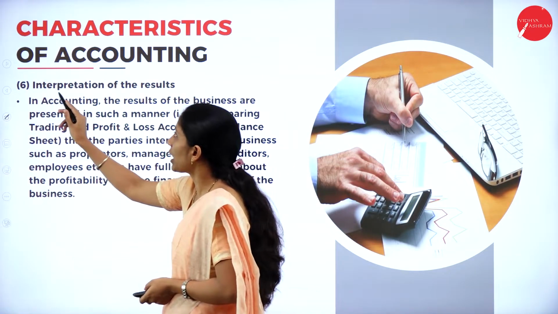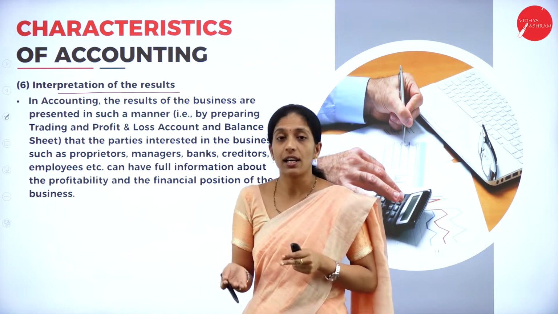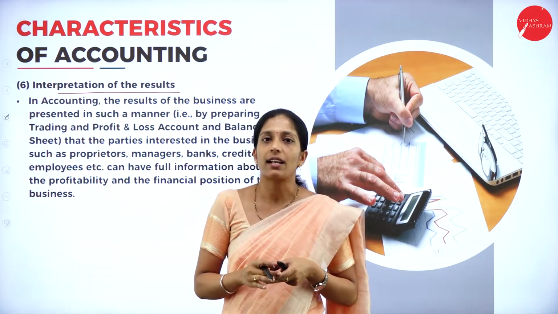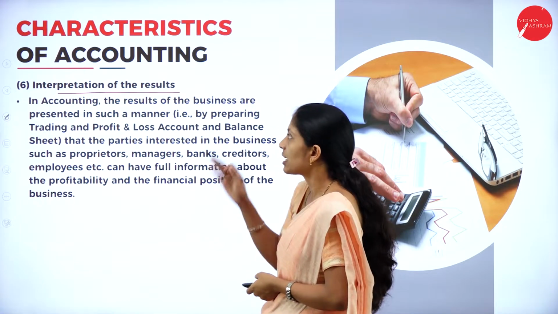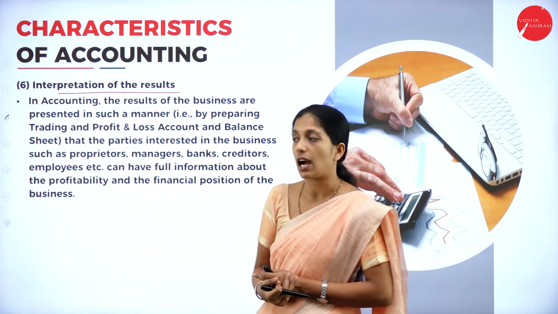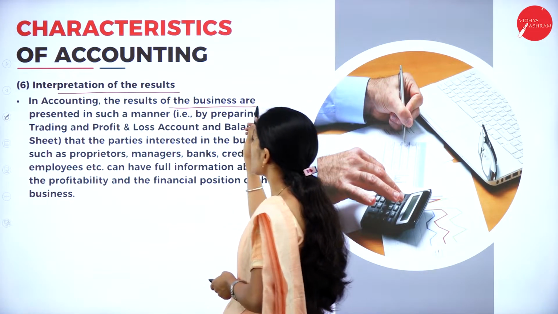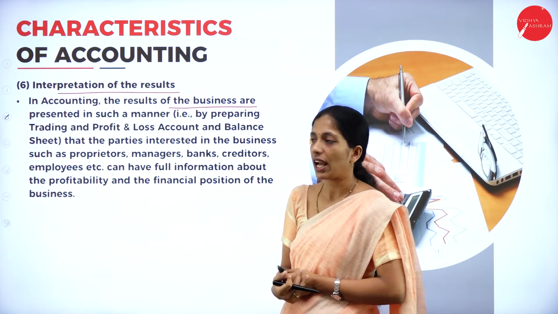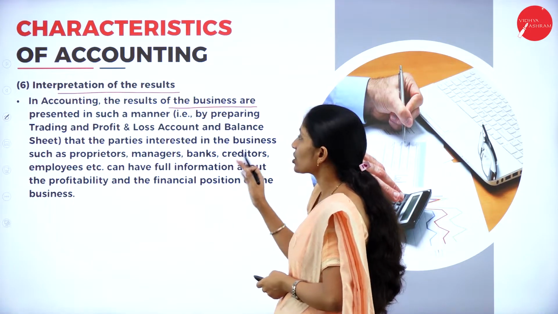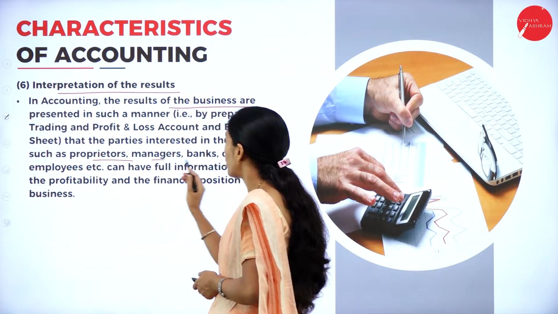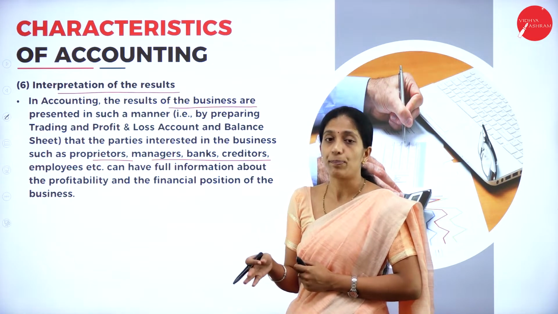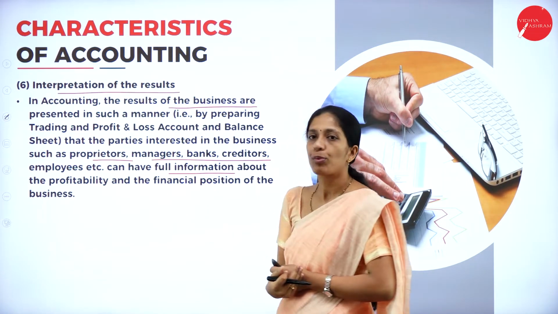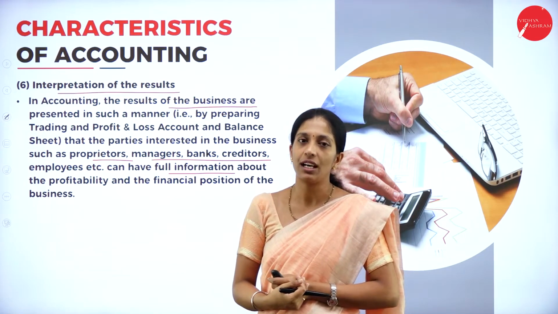Next one is interpretation of the results. So after summarizing, that is after presenting the accounting information in an understandable manner, we have to interpret the results. Now let us see what is this interpretation of accounting results. In accounting, the results of the business are presented in such a manner, that is by preparing trading and profit and loss account, that the parties interested in the business such as proprietors, managers, bank, creditors, employees, CEO of the organization can have full information about the profitability as well as the financial position of the business.